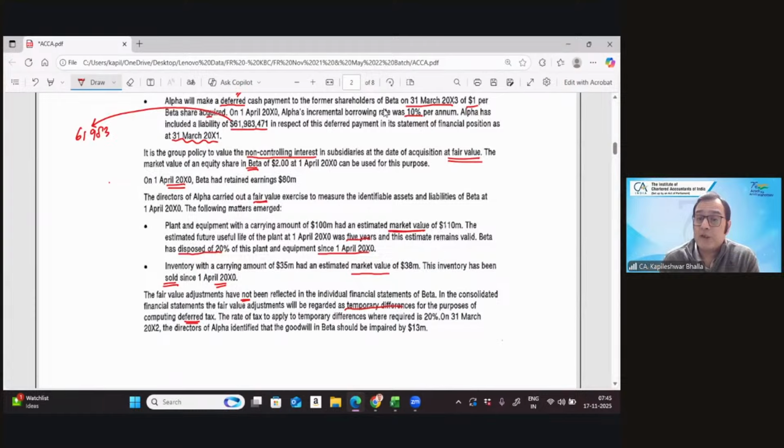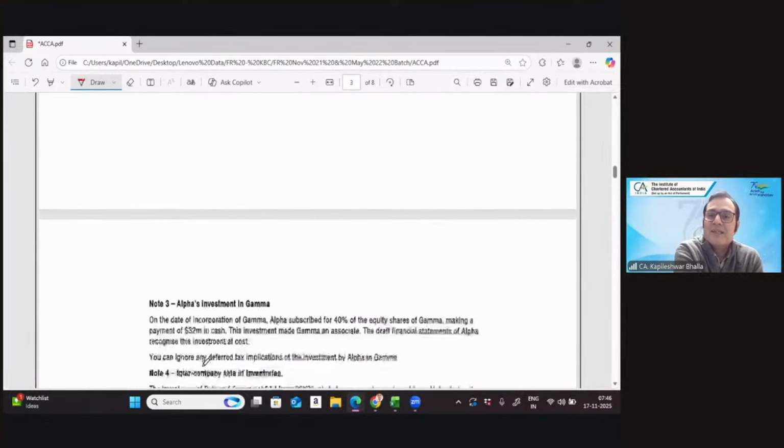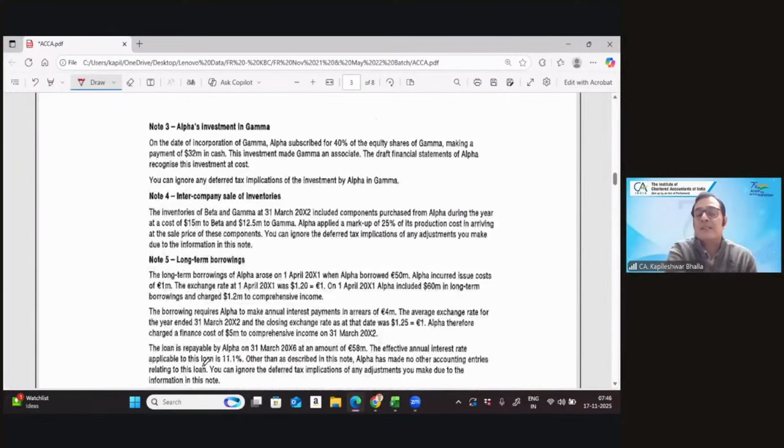Then he says the rate of tax to apply to temporary differences is 20%, and on 31st March X2, we've also identified that goodwill stands impaired. I think you must already be feeling that this question is wow, because it contains a couple of interesting adjustments, I guess. Now let's go further to more adjustments. So after the investment in Beta is done, which is a subsidiary, though we look at the percentage, apparently, of course, it seems it is a subsidiary.